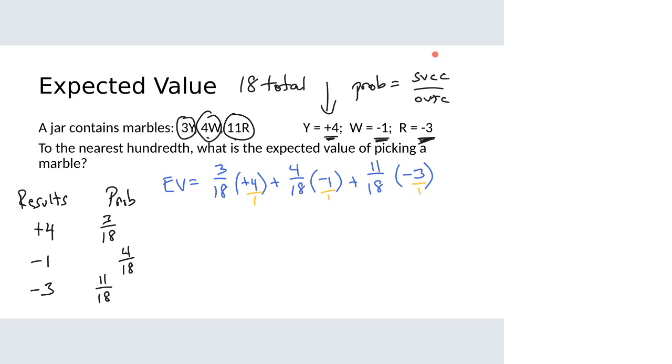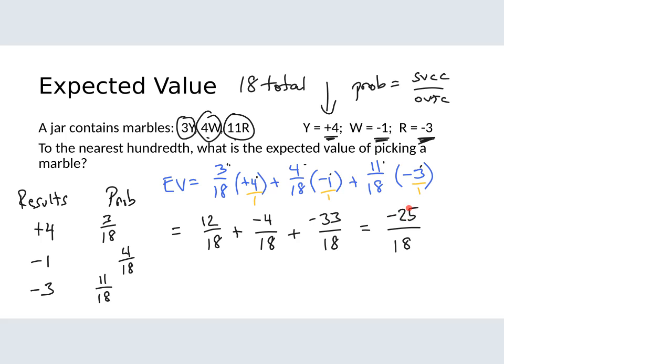And when we multiply, we'll have the expected value is, let's see, numerators, 3 times 4 is 12, 18 times 1 is 18. Numerators, 4 times -1 is -4, 18 times 1 on the bottom. And in the numerators, 11 times -3 will be -33, 18 times 1 on the bottom. Now I just need to add these up. I already have a common denominator, so I'm going to end up with something over 18. I just need to figure out what that is. It's going to be 12 minus 4 minus 33 is -25.